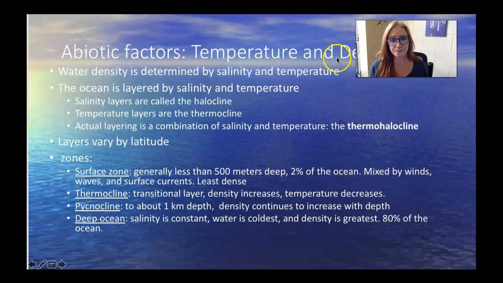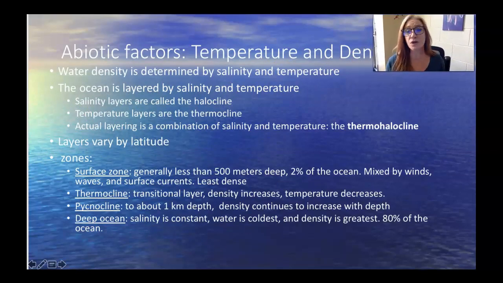Okay? So temperature and density, those go together a little bit. Water density, or how dense the water is, is determined by its salinity and its temperature, and that varies by depth and by latitude, where it is on the planet. Okay? So the ocean is layered, like you guys saw in our water lab that we did at the beginning of the year, and the salinity lab where you guys had to actually create layers of water in a beaker, and you guys for the most part did really well on that, but it's not easy. The ocean just does it.